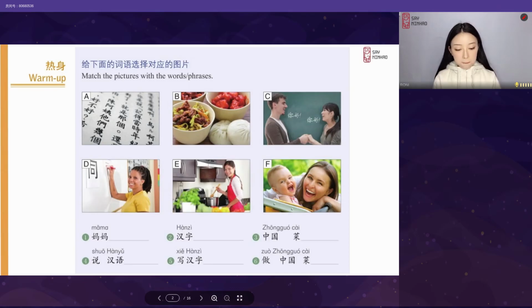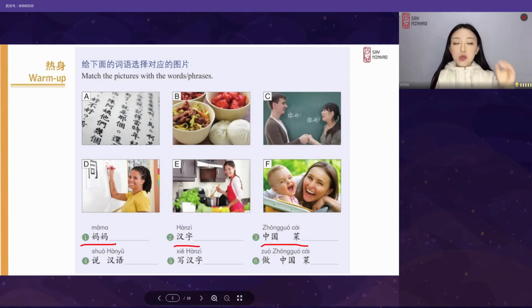First one is mama. Read after me, please. Mama. It means mother. Okay, next one. 汉字. It means Chinese character, not the language. The word we say, we write, okay, Chinese character.